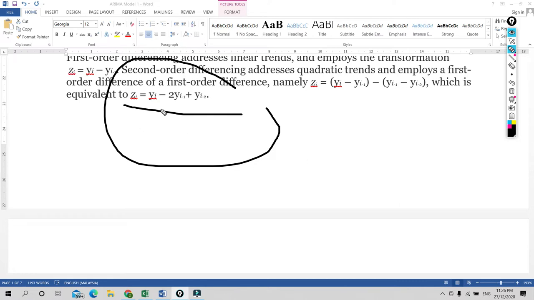If we apply this formula, the formula is written as y sub i minus 2 y sub i minus 1 plus y sub i minus 2. So the second order differencing is y sub i.